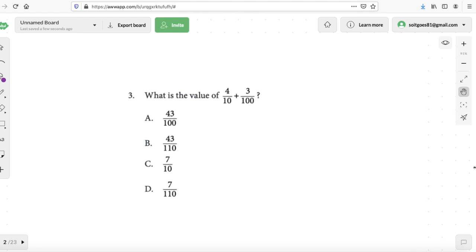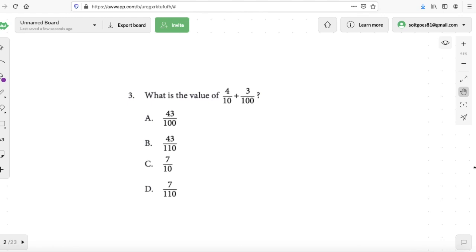Let's approach this one not so much from the perspective of operations, but from the perspective of basic logic and estimation. Does that make sense? Yes. Okay. So we've got 4 over 10 plus 3 over 100. What is 4 over 10 roughly equal to?